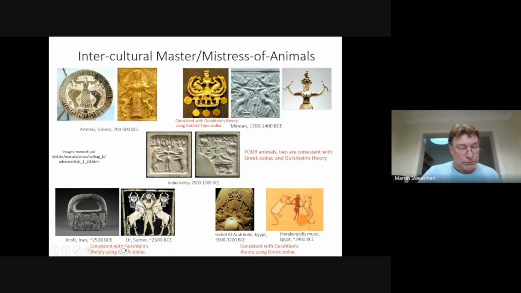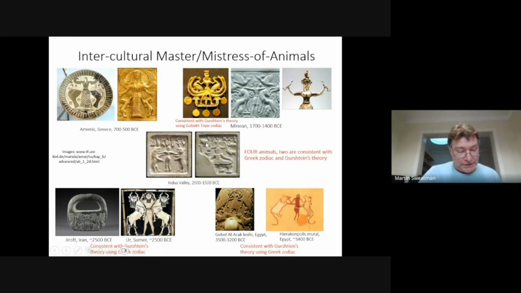So here's an early example, a late example. We have a mistress of animals in the form of Artemis from Greece in the 1st millennium BC. Here are some earlier Minoan examples, and we can see that the animal being held is a goose, which is consistent with the Gobekli Tepe zodiac I described earlier, where we take the goose to symbolize Libra, which is the autumn equinox constellation at the time of this artifact.